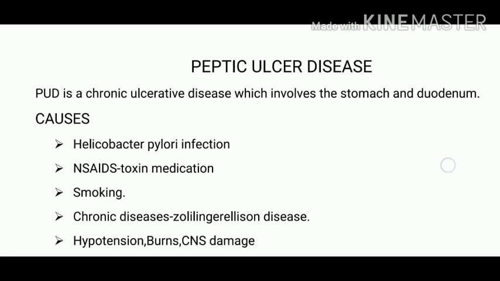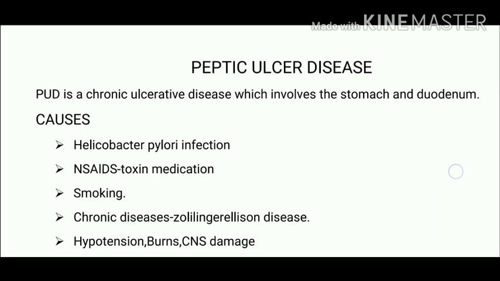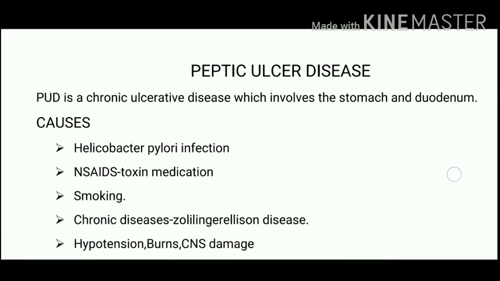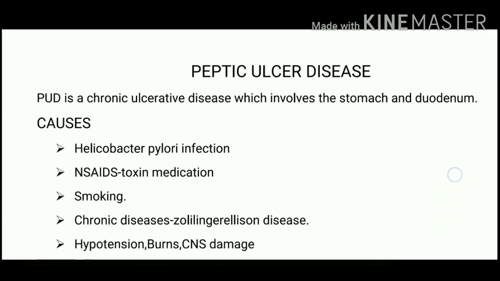Peptic ulcer is a chronic ulcerative disease which involves the stomach and duodenum. If ulcers develop in the stomach, we call them gastric ulcers, and if ulcers develop in the duodenum, we call them duodenal ulcers. We'll see those later. Ulcers can occur at any level of the GIT, but the most common locations are the first part of the duodenum, followed by the stomach. The duodenum is the starting place of the intestine.